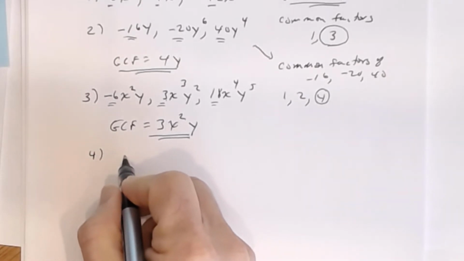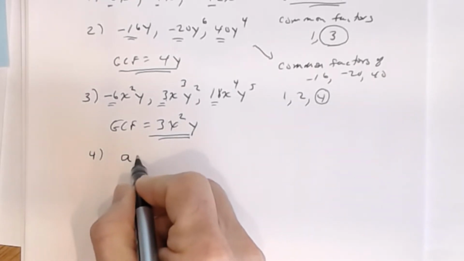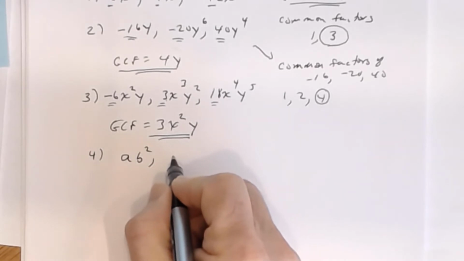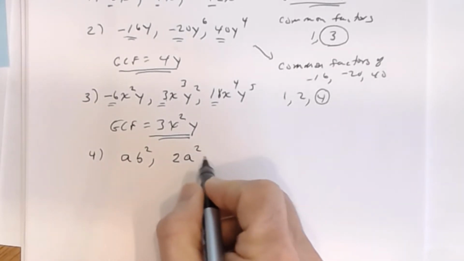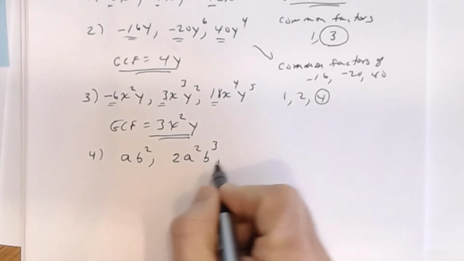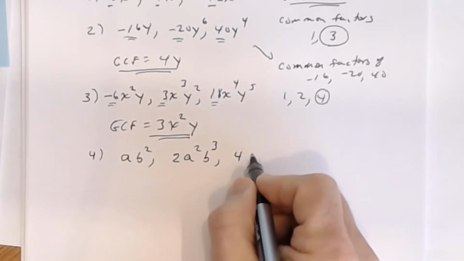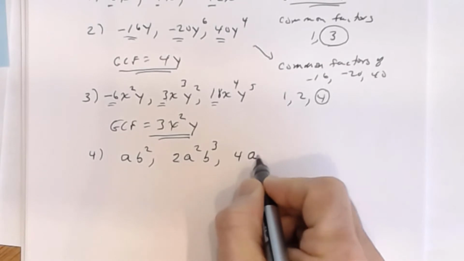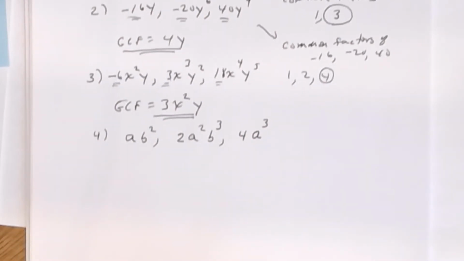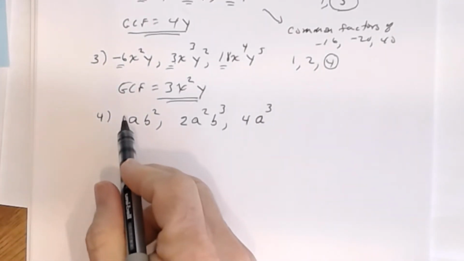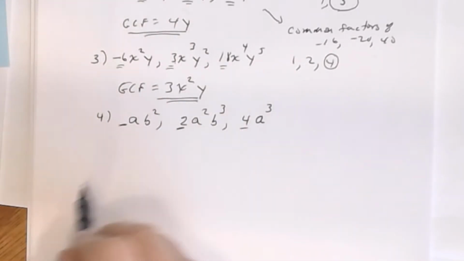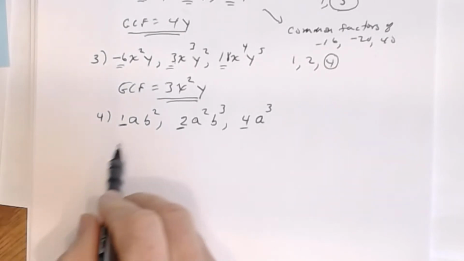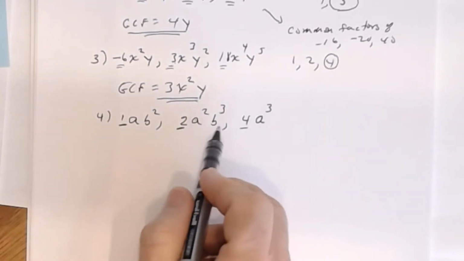And real quickly, just suppose you had this: a b squared, comma, 2a squared b cubed, comma, and then let's say 4a cubed. If you look at the coefficients, this is a 1. Right here, it's understood to be a 1. This is a 2. This is a 4. Remember, that's understood to be a 1. So the GCF of 1, 2, and 4 is 1.